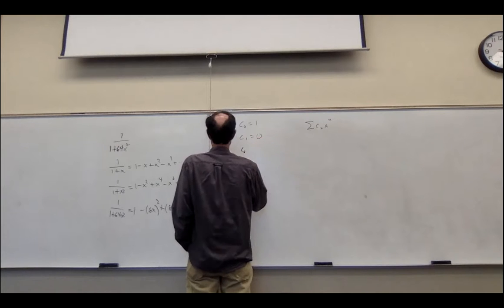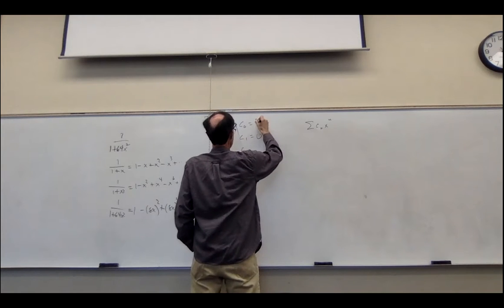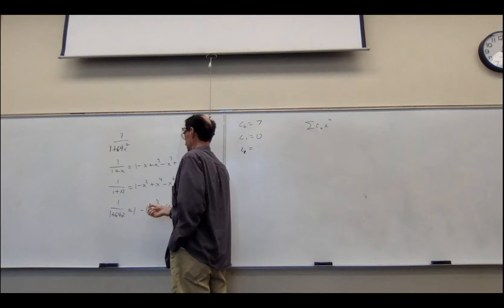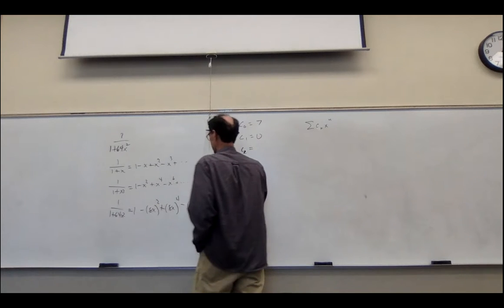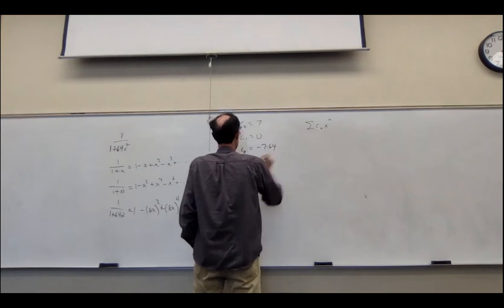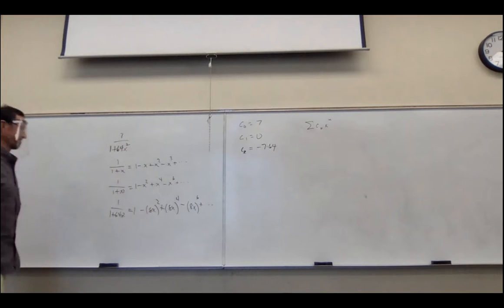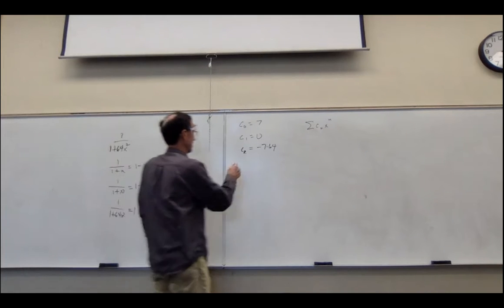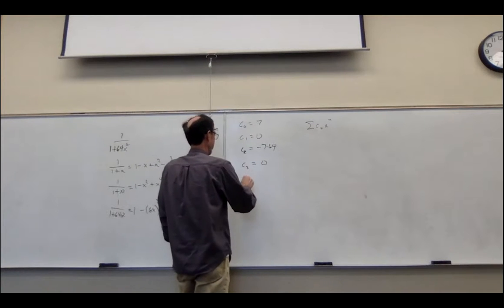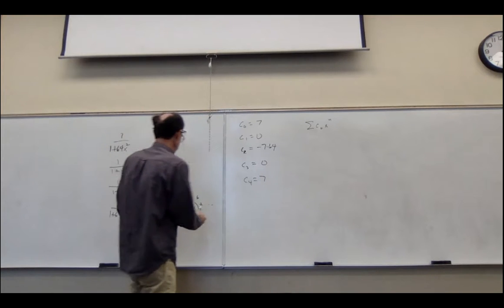C2 is, oh wait, we've got to multiply through by 7. C2 is minus 64 times 7, the coefficient of x squared after we multiply through by 7. C3 is 0. C4 is 7 times 8 to the 4th.